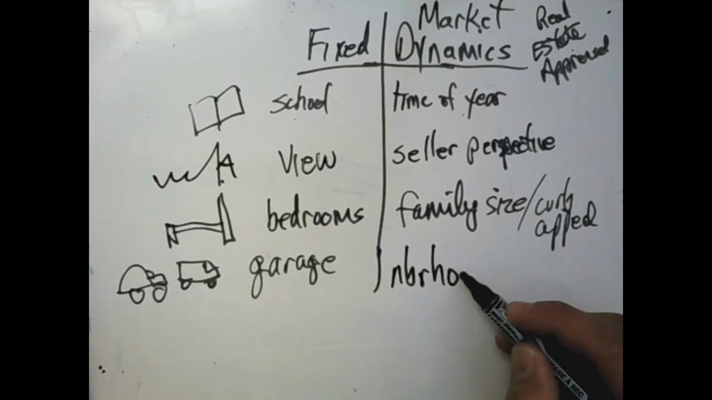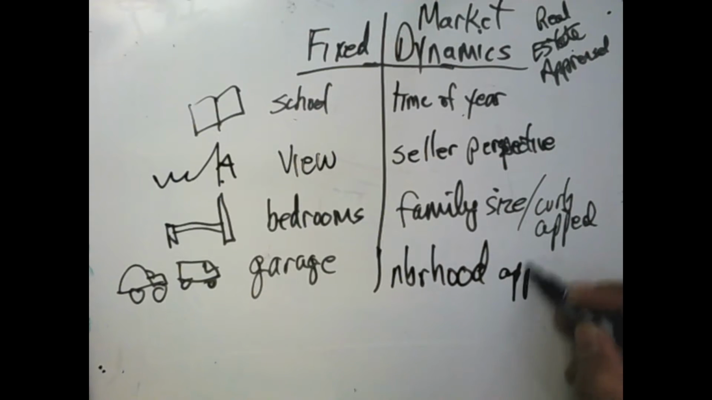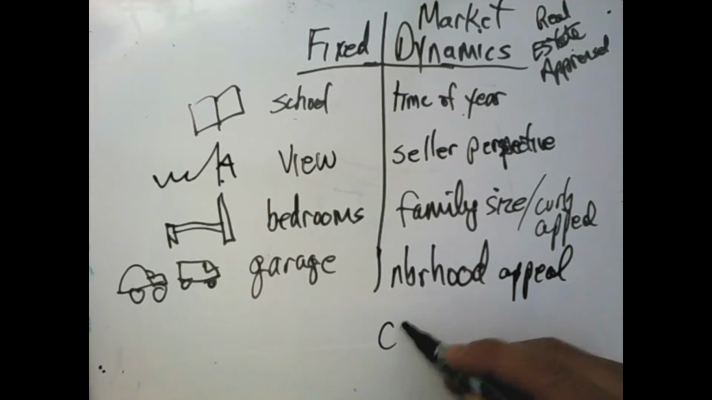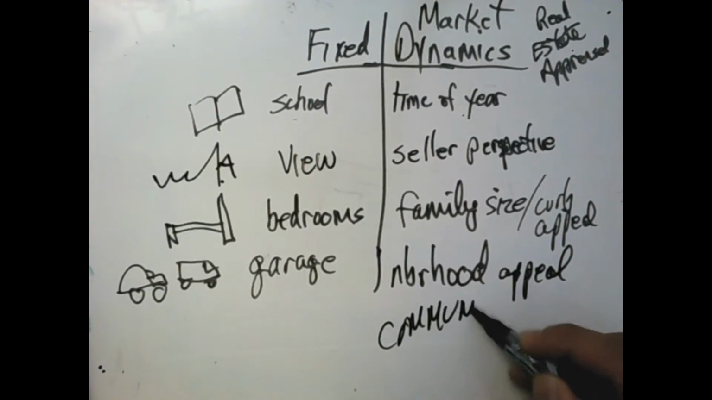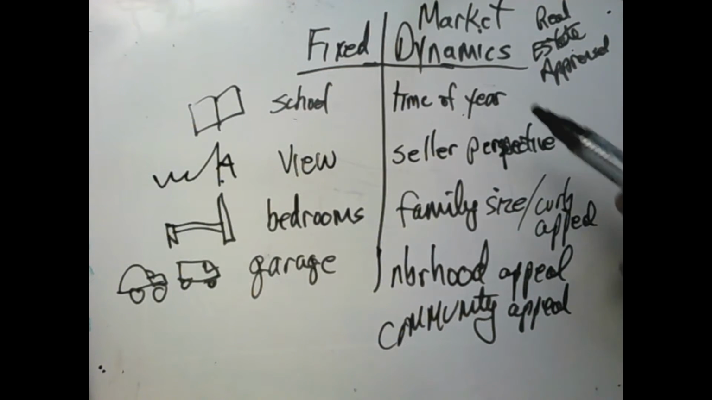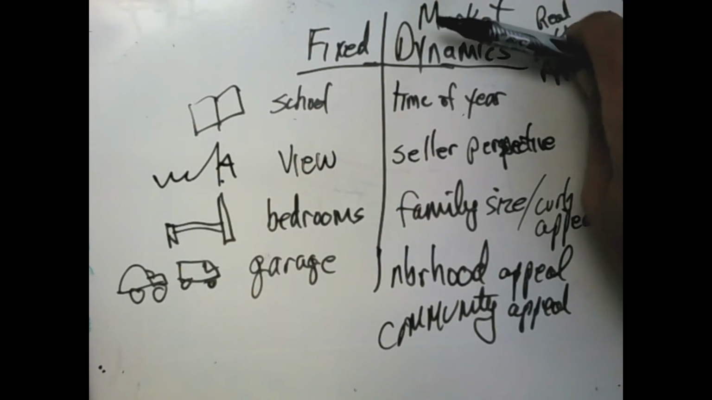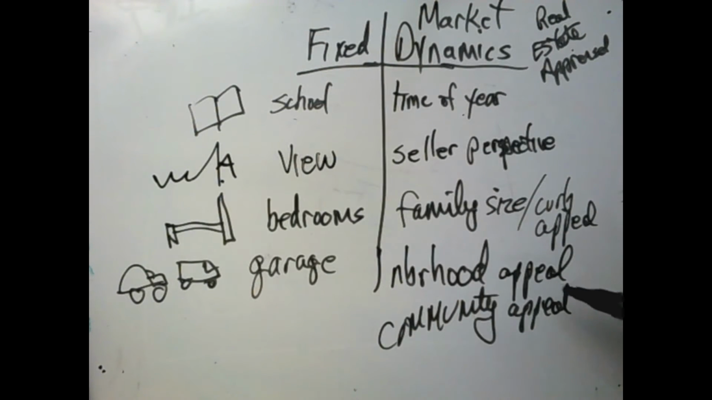But the bigger picture is, sure, you may have a garage, but does it fit the neighborhood appeal and also the community appeal? There may be nicer areas of a city than others, where people say, oh, we want to be in the Lakeview district, or certain neighborhoods that are down near a pond or near the river bend and have the best view, et cetera. So as you can see, there are fixed dynamics to a piece of property, but there are also market dynamics that influence the total price.